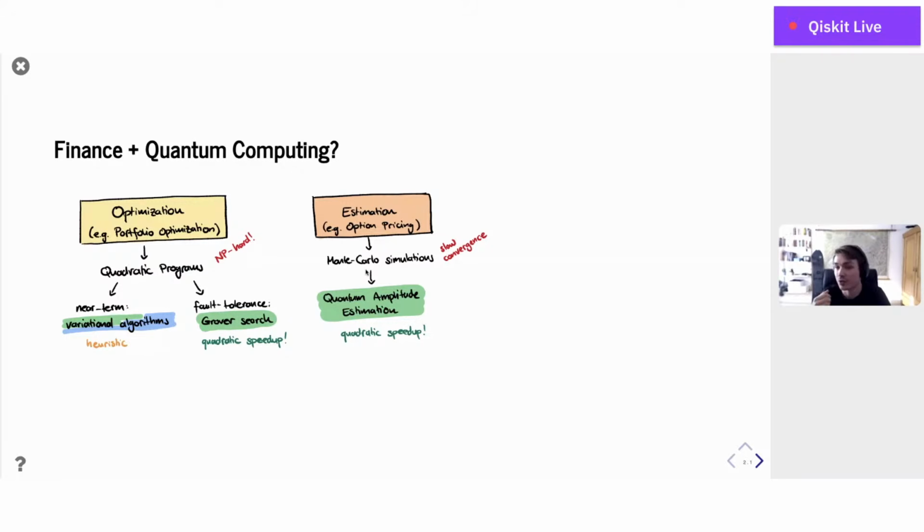On the other hand, if we look into the future and we might get fault-tolerant quantum computers, then there are algorithms based on Grover search, like Grover adaptive search, where we can show that we can expect a quadratic speedup.